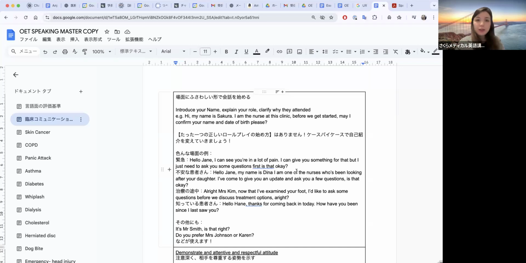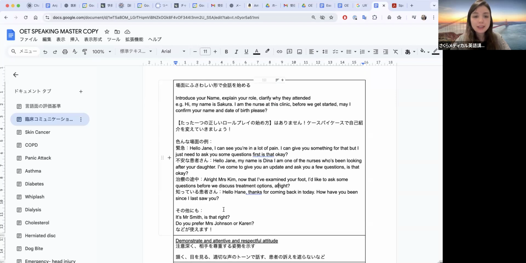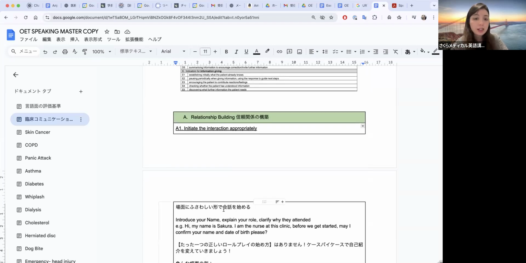If it's in between treatment, and you're going to start a new procedure, and that's when the case is starting, it's going to be something like, all right, Kim, now that I examined your foot, I'd like to ask some questions before we discuss treatment options. Is that all right? So if you already know them, it's going to be, hi, thanks for coming back today. How you been since I last saw you? So there's no one right way of starting the case. And it's going to change according to role plays. But yes, that's the first bit, initiating the interactions.